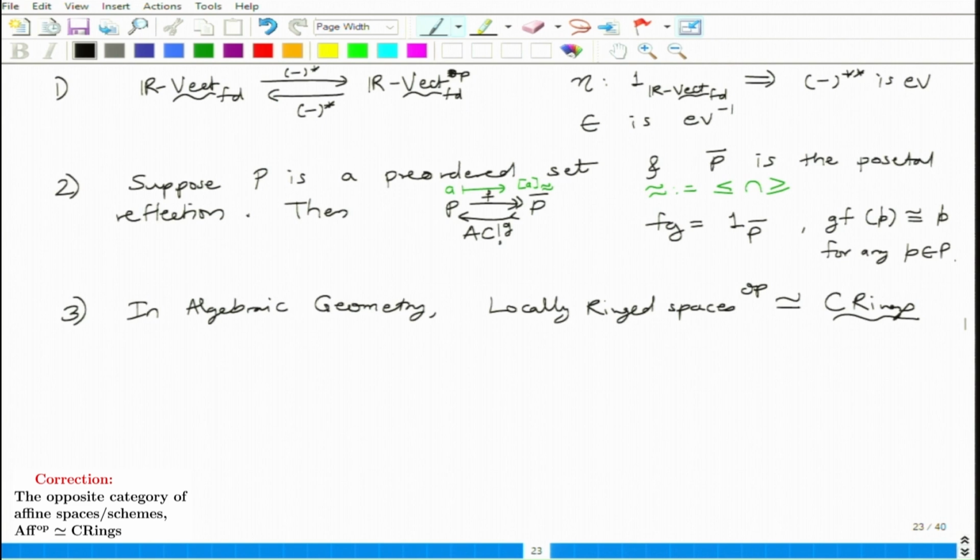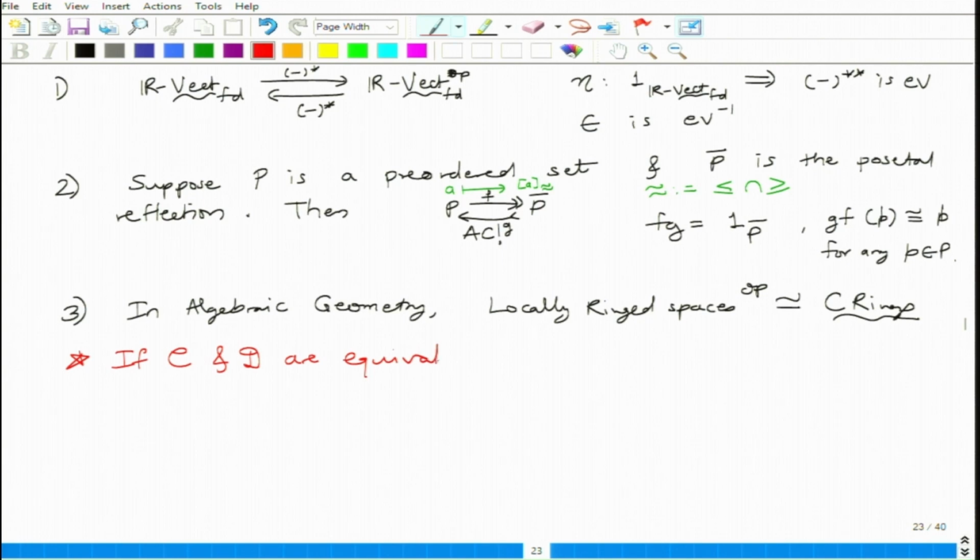Okay, if you don't know what these things are, don't worry. But a couple of things about notation here. I will write it in red: if C and D are equivalent, we write C equivalent to D. This is the first thing. This is the notation for equivalence.